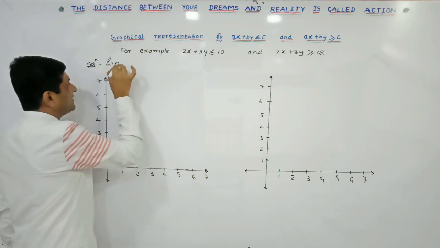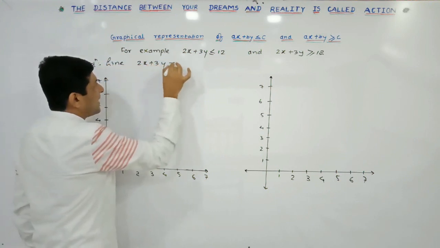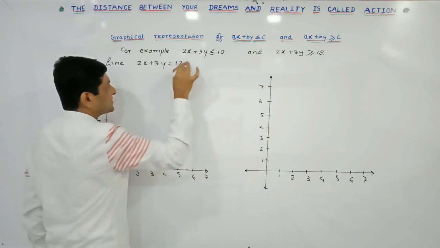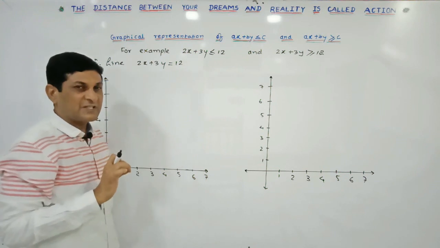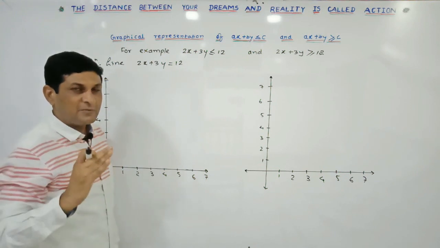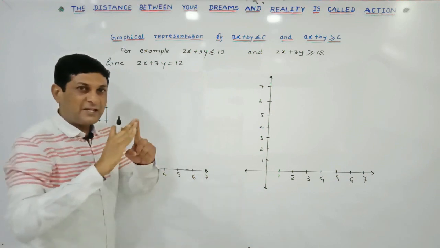Line. So whenever we are considering a line, at that time we are considering what? Equality. Instead of inequality we are considering equality, because a linear equation in two variables always represents what? A straight line. First our aim is to draw a line. Later on we know that this line divides the plane into two half planes.